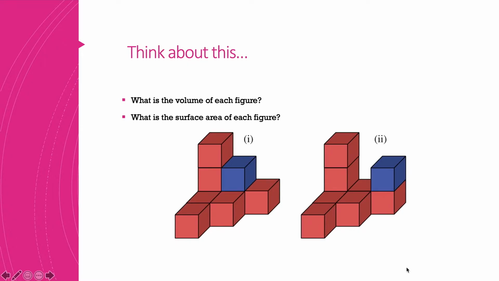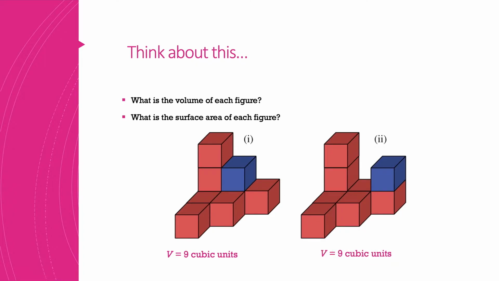So first of all, take a look at these two different constructions. Pause the video here and calculate the volume and the surface area for each. All right, in that first image, the volume is 9 cubic units because we literally have 9 cubes. And in the second image, I hope you could see that we just moved that blue cube over one, so we still also have 9 cubic units.